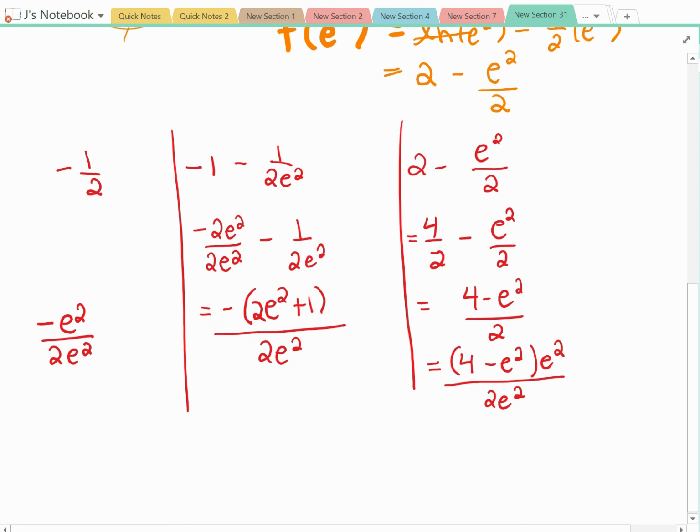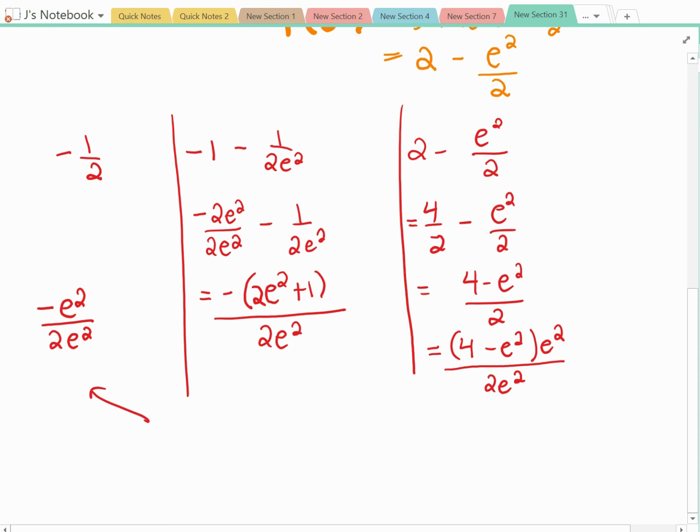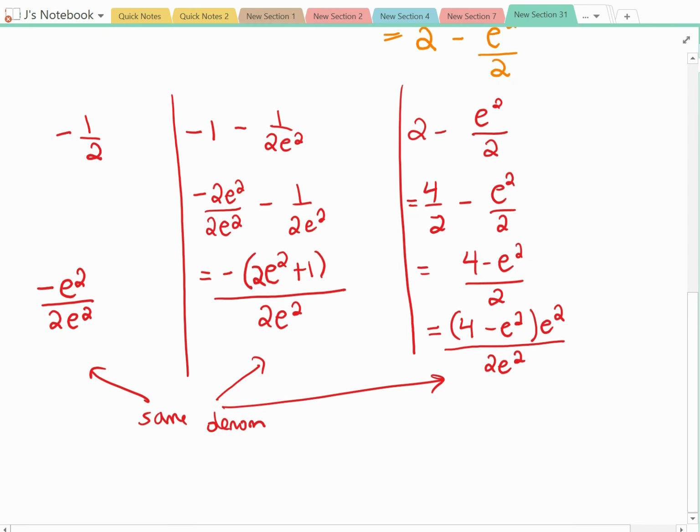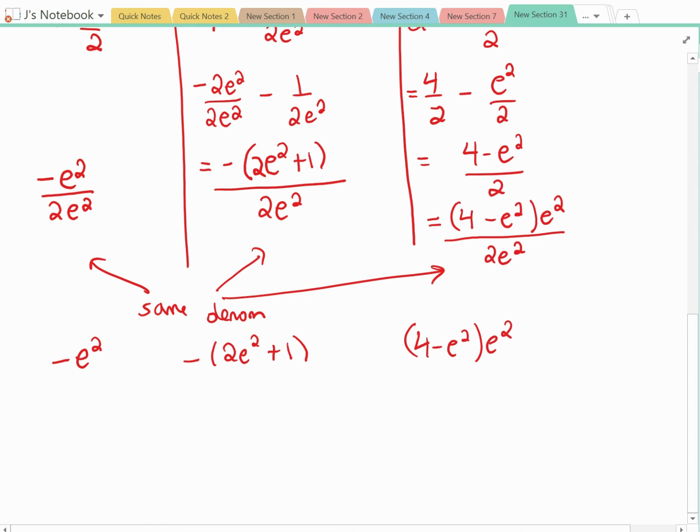Okay. So now we're comparing, same denominators. So now we're comparing negative e squared to negative bracket 2e squared plus 1, to 4 minus e squared times e squared. Okay, what's e? E is around 2.7. So we'll do some estimating.